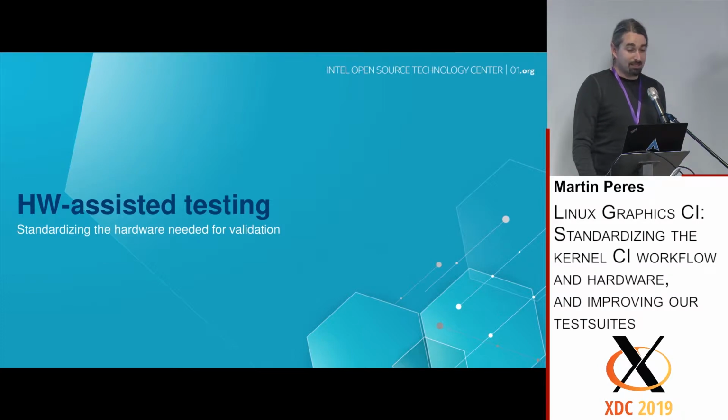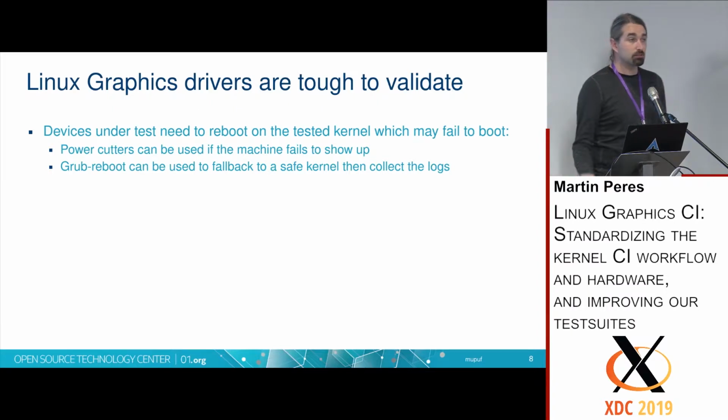Now, hardware-assisted testing, that's something that is quite new, at least in our subsystem. To perform validation, we need to have hardware. We cannot just buy a machine and then just be testing it. So the first obvious thing is that we need to be able to boot the Linux kernel, the one that has the new patches or the version that we want to try, and that may fail to boot. So what do you do in this case? You cannot SSH and reboot the machine, right?